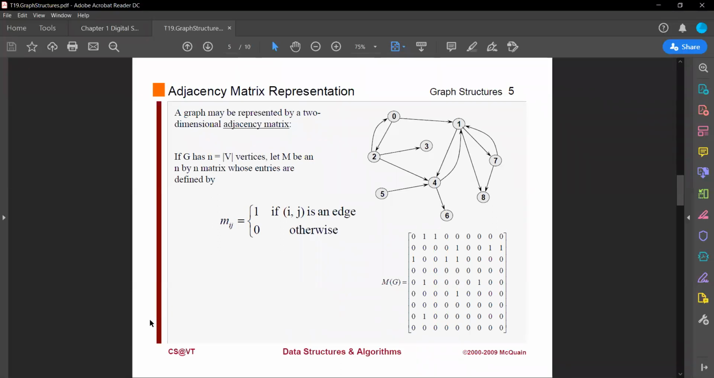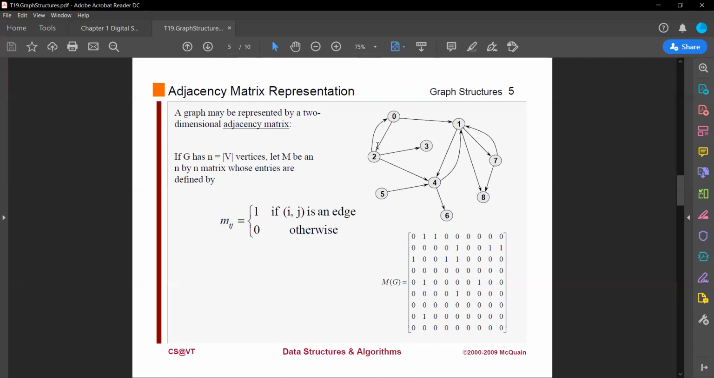So how can we represent a graph? We can represent a graph by an adjacency matrix. A graph may be represented by a two-dimensional adjacency matrix. If G has n vertices, let M be an n by n matrix whose entries are defined by: if there is an edge, just fill up by 1. If there is not any edge, just fill up by 0.